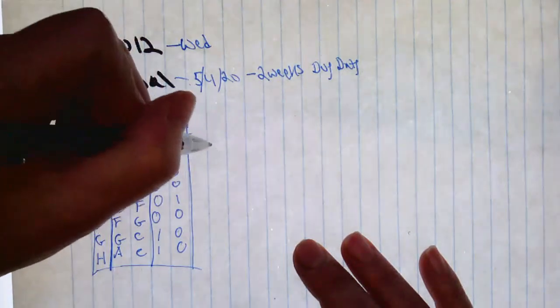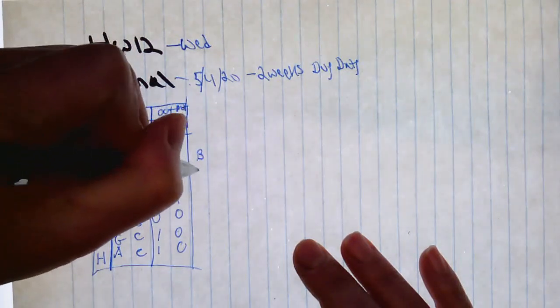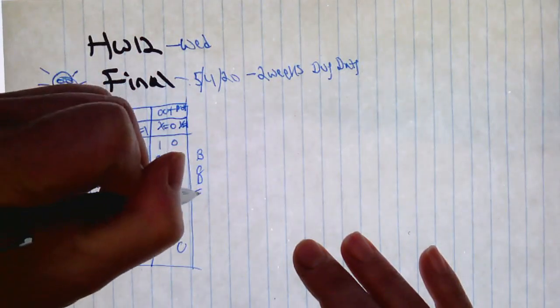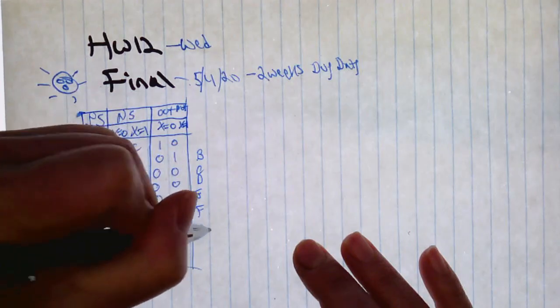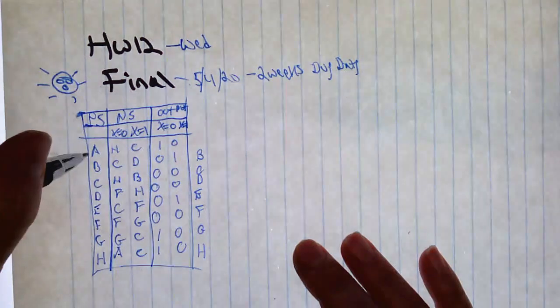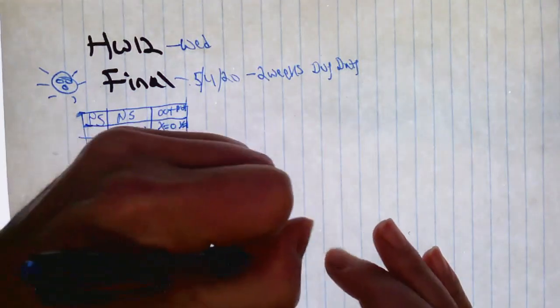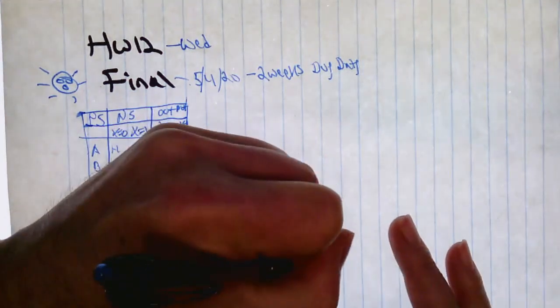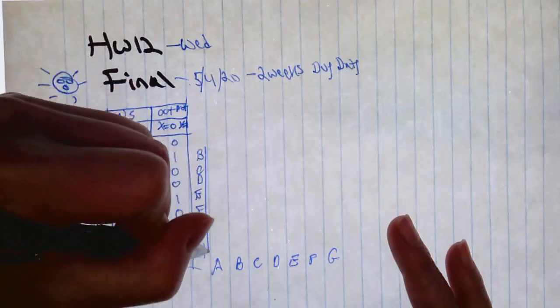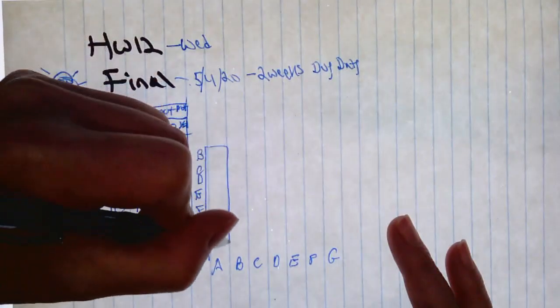Let's take a look at how we can do an implication table. B, C, D, E, F, G, H. And we'll do A through G: A, B, C, D, E, F, G. Okay. And now we'll do our lower triangular matrix.